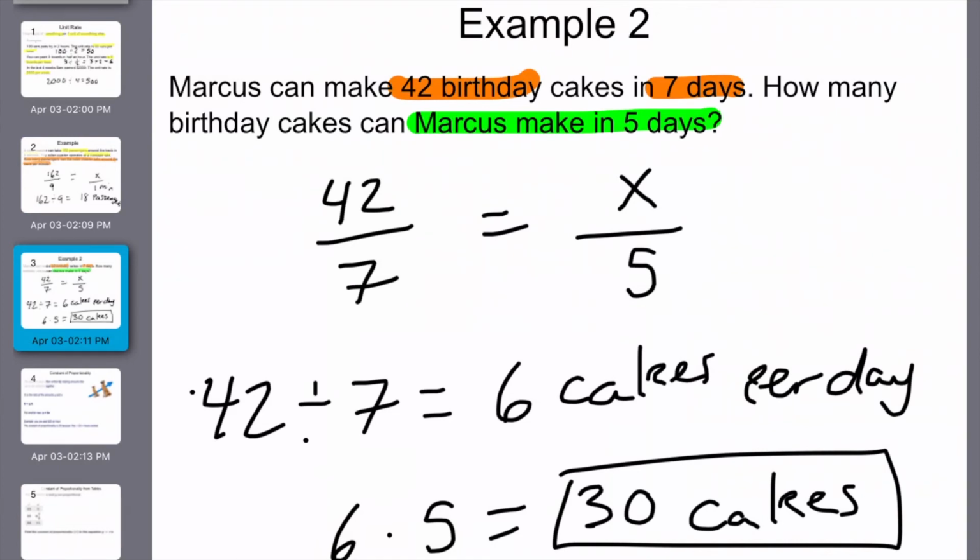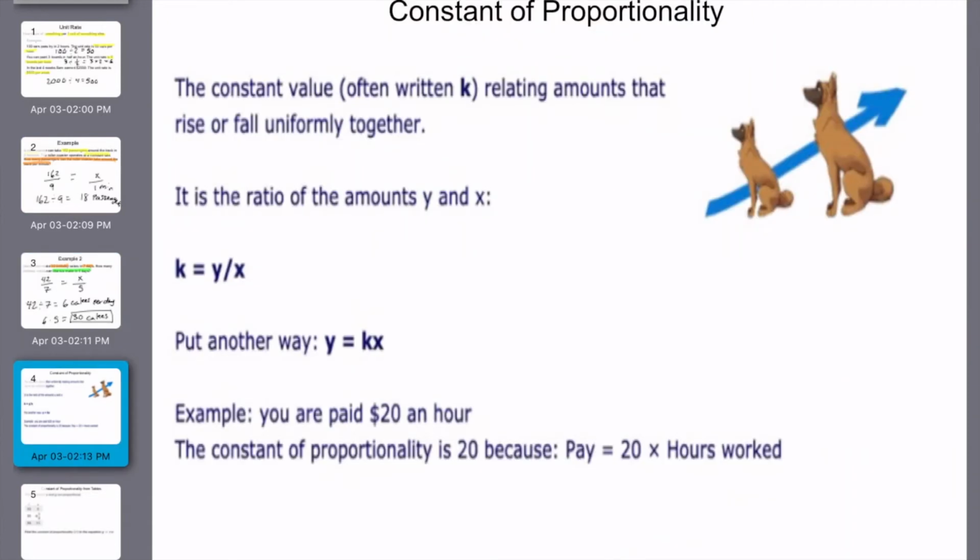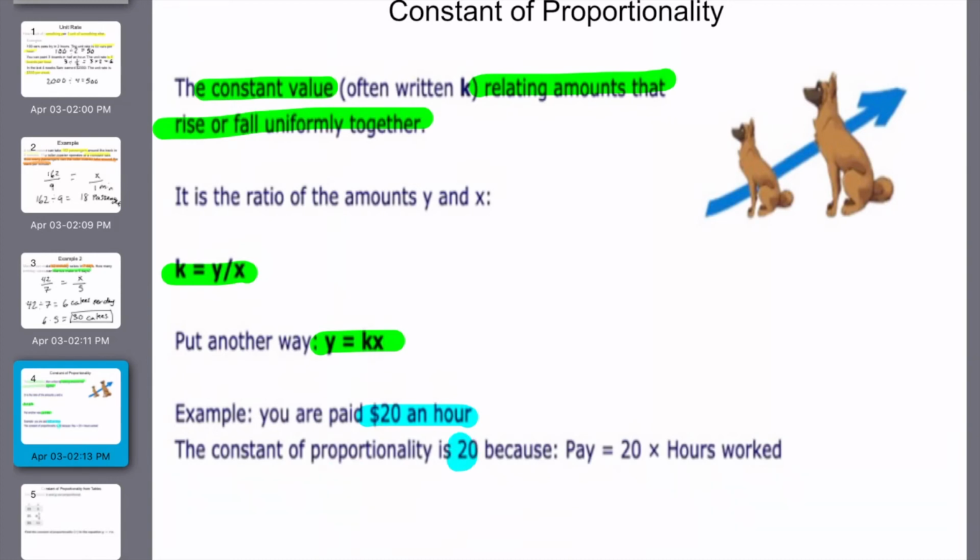And constant of proportionality isn't that much different either. So the constant of proportionality is the constant value relating amounts that rise or fall uniformly together. It is a ratio. It is a constant ratio. In fact, its formula is k equals y over x, or y equals k times x. So their example is, you are paid $20 an hour. Pretty nice. So the constant of proportionality is 20 because pay equals 20 times the number of hours worked. 20 is that number times the hours.